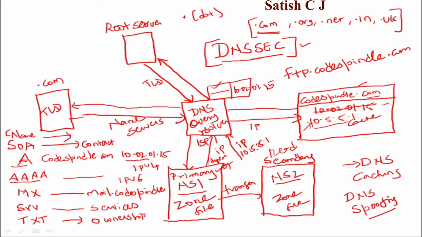And we also looked at subdomains. So say codespindle.com is the main domain. There can be many subdomains like mail.codespindle.com, ftp.codespindle.com, blog.codespindle.com, sales.codespindle.com, and so on.